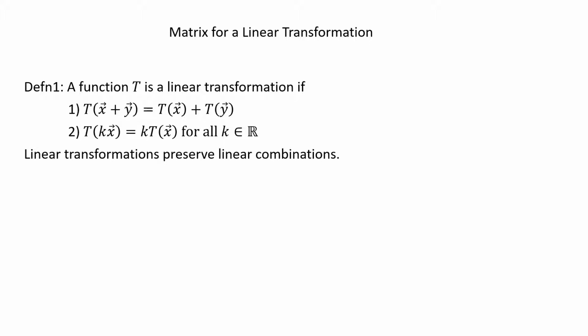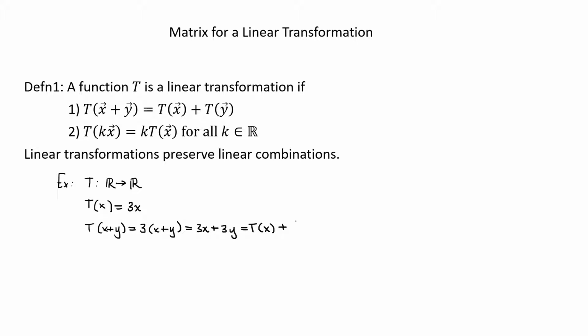So an example of something that is a linear transformation is the function from R to R, T of x is equal to 3 times x. So for example, if we have x plus y, well, this is 3 times x plus y, which is 3x plus 3y. And that's the same thing as T of x plus T of y.